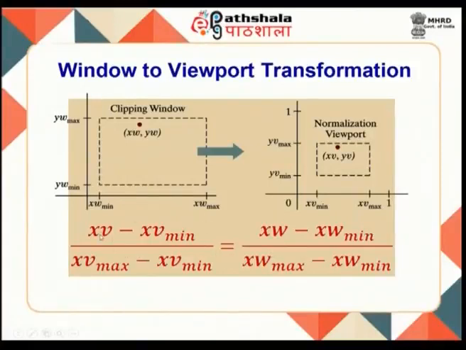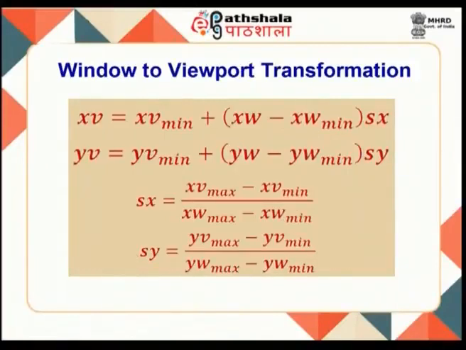Now, we want XV in terms of all the other known parameters. So, you take all other parameters onto the right and keep XV on the left. What you get is XV equal to XV min plus XW minus XW min multiplied with Sx. We can call this Sx a fixed value given the window boundaries and the viewport boundaries. Sx is a fixed constant value. What is Sx? XV max minus XV min by XW max minus XW min.